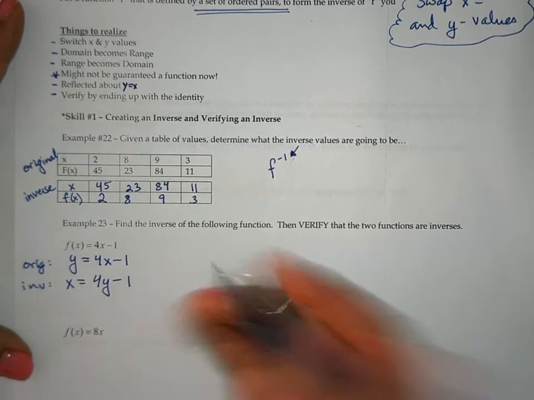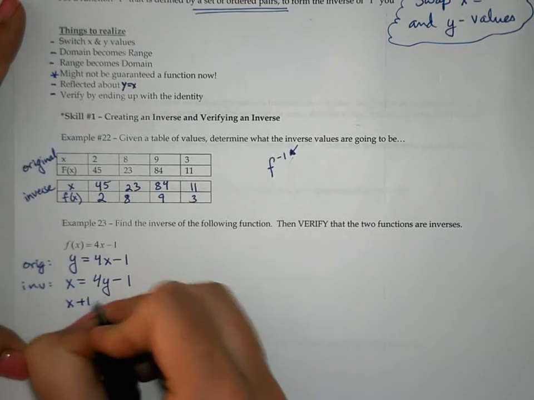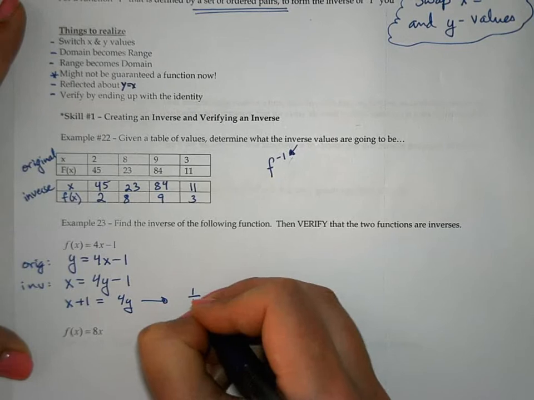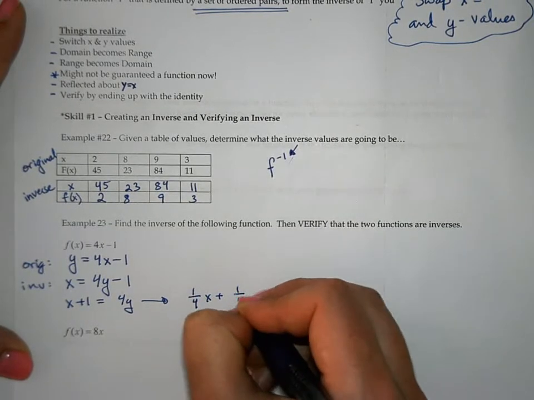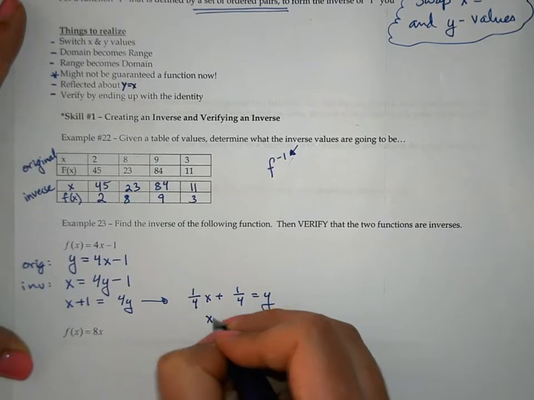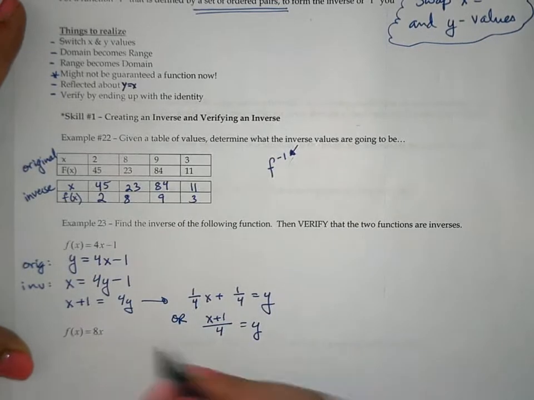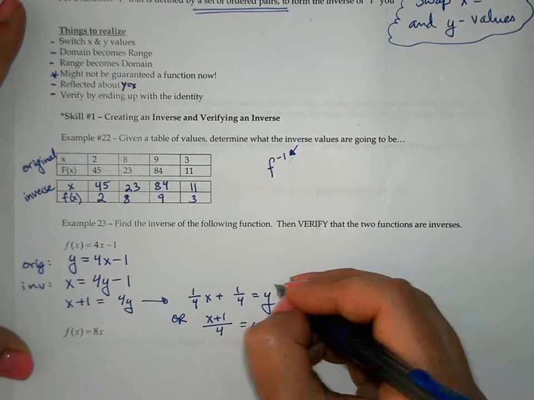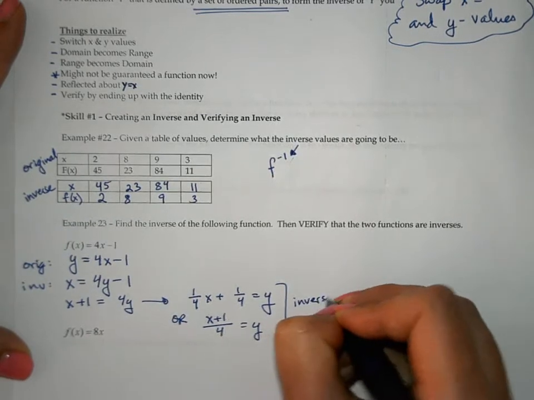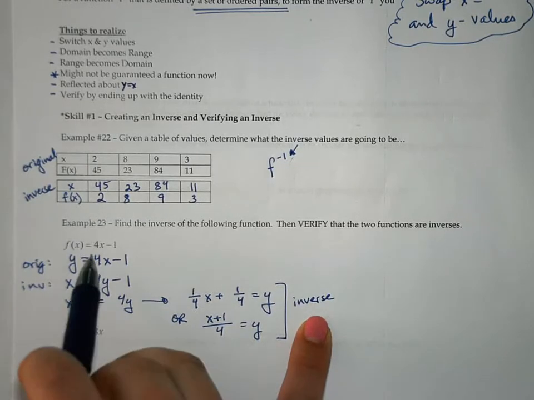Then we solve for y. We're not used to looking at things in terms of x, so we solve for y. We'll move the 1 over. x plus 1 equals 4y. So we'll have 1/4 x plus 1/4 equals y, or you could also say x plus 1 over 4 equals y. Either one of those works. But these then are your inverse. We don't know if they're necessarily a function or not yet, but we know it's the inverse of this function, the original.